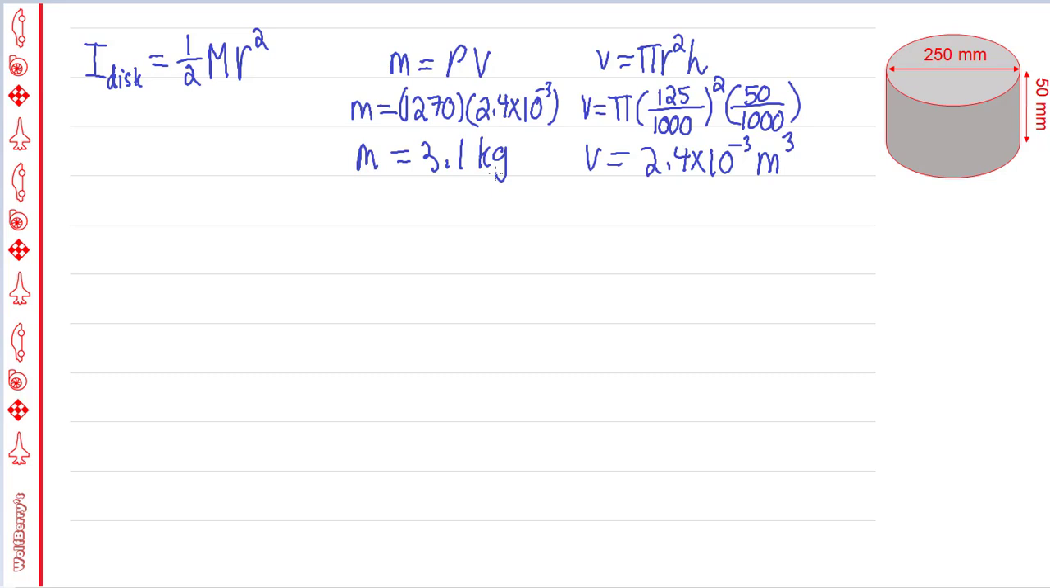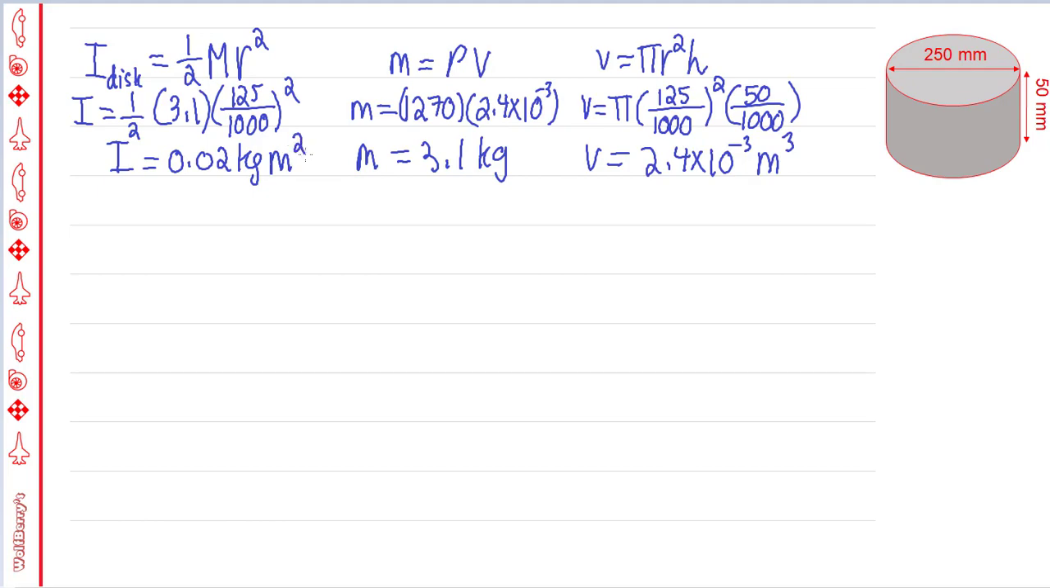Finally, in order to find the inertia, we simply substitute into this equation here. I equals half multiplied by the mass multiplied by the radius squared. Don't forget the radius is 125 divided by 1,000, all squared. This gives us an inertia value of 0.02 kilogram meter squared.